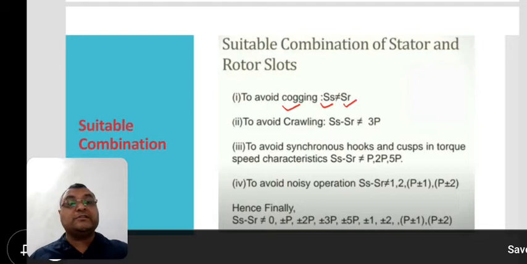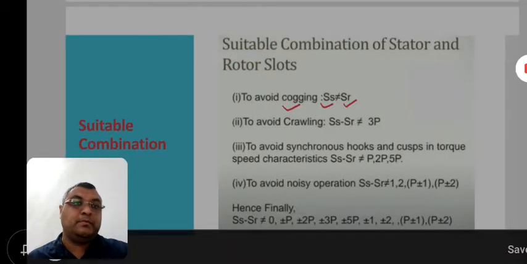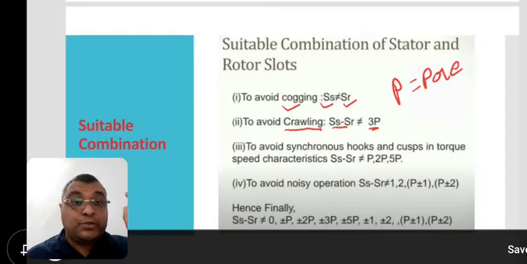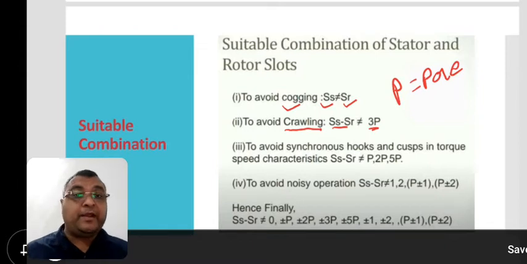Okay, so first of all, to avoid cogging, what we have to keep in mind is that SS does not equal SR. Okay, so here we see one more phenomenon, as we discussed, that is crawling. The condition for crawling to occur is that SS minus SR does not equal 3P.